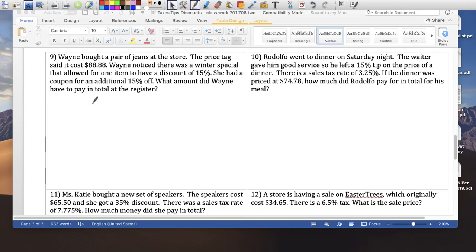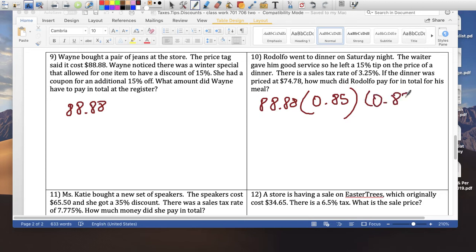So here we have a pair of jeans. There's a discount, and there are 2 discounts. Okay, so 88.88, and again, I'm going to do this the fast way. If you get the first discount, it means that you're going to be paying 85% of the value, right? And then you're going to get another discount, and you're going to pay 85% of the value again. So if I do 88.88 times 0.85 times 0.85, you're going to get that your final price is going to be $64.22.